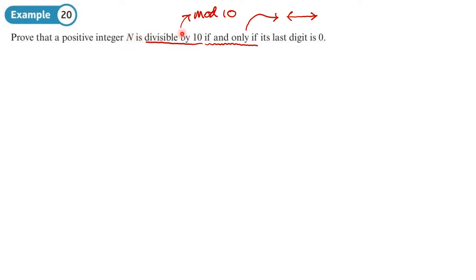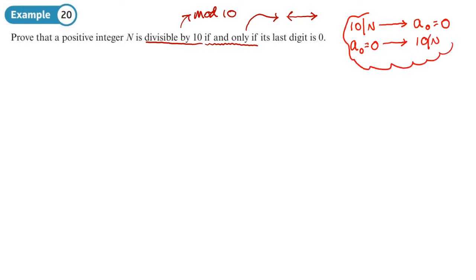that if integer n is divisible by 10, then the last digit is 0. So we need to do this. If an integer n is divisible by 10, then we need to prove that the last digit is 0. Yeah, a0 is the last digit. We also need to prove it the other way, that if the last digit is 0, that n can be divided by 10. Yeah, so we need to do both of these because of this if and only if. If you see that in a question, it means you need to prove it both ways.